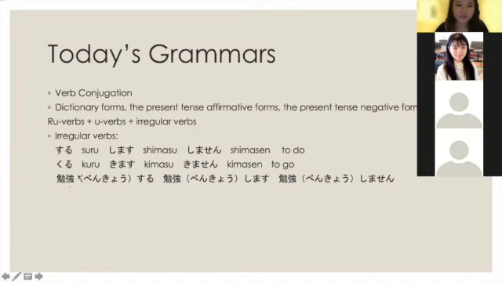So we are starting from the present tense affirmative, right? Kuru is the dictionary form, the casual form. And then you make it into the polite form, which is kimasu. And the negative is kimasen, also in the present tense. So kimasen is also the polite form.